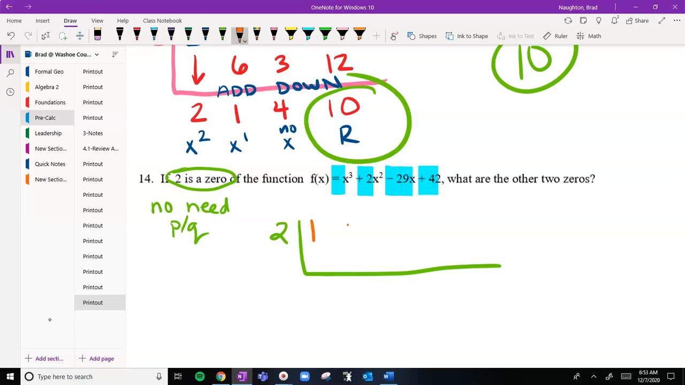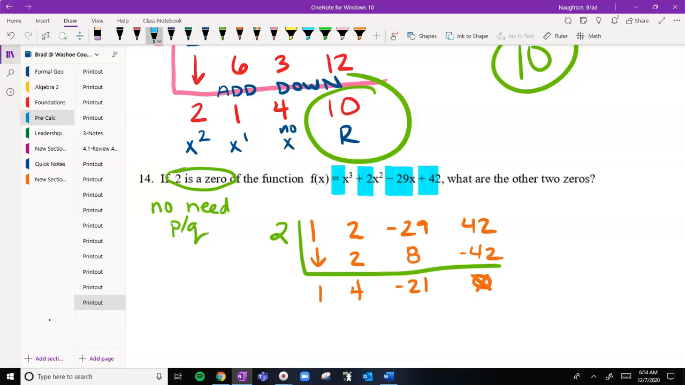So we should get 1, 2, negative 29, and 42. We're going to add down, so I just dropped the 1. 2 times 1 is 2. That's going to give me 4. 2 times 4 is going to give me 8. That's going to be a negative 21. And then 2 times negative 21 is a negative 42, which gives 0.